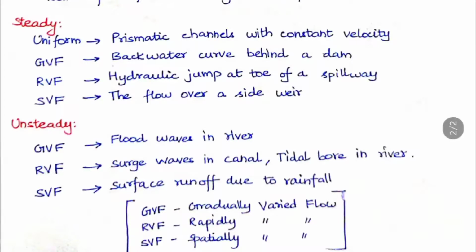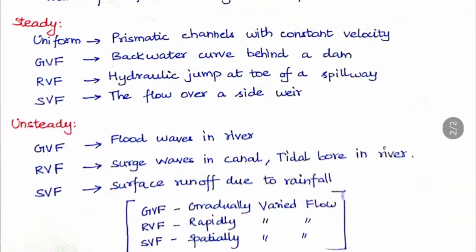Under unsteady flow also we have all these categories: gradually varied flow, rapidly varied flow, and spatially varied flow. You may wonder why uniform is not given here. A uniform unsteady flow cannot happen; it is not practically possible, so it is not given. For unsteady gradually varied flow, the example is flood waves in a river, the flood that occurs in the river. And rapidly varied flow means surge waves in a canal or a tidal bore in a river.